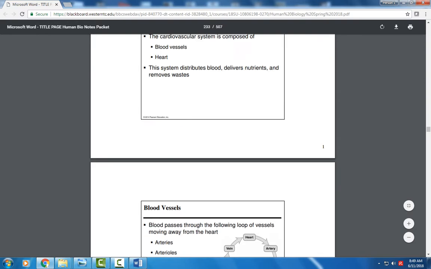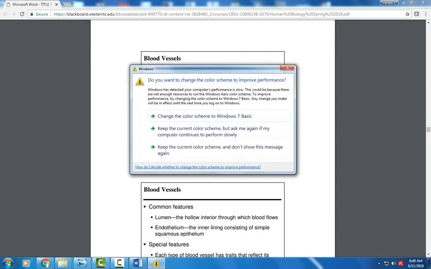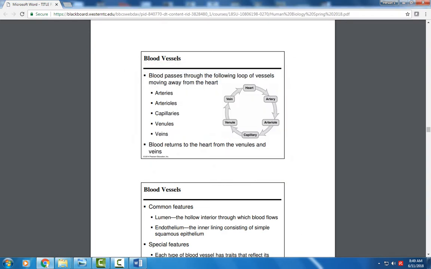So we're going to start off by talking about the blood vessels. There's different types of blood vessels in the body, and the smallest of those vessels are the capillaries. So we have the arteries, the large arteries that carry blood away from the heart. That is a hard and fast rule when looking at vessels in the body. Arteries always carry blood away from the heart. And then they branch into smaller vessels called arterioles, and then finally to the capillaries.